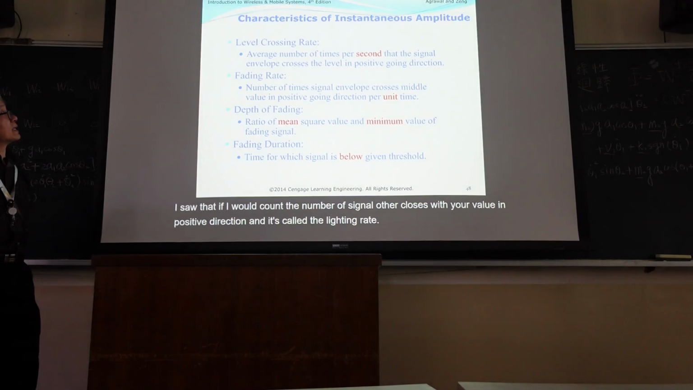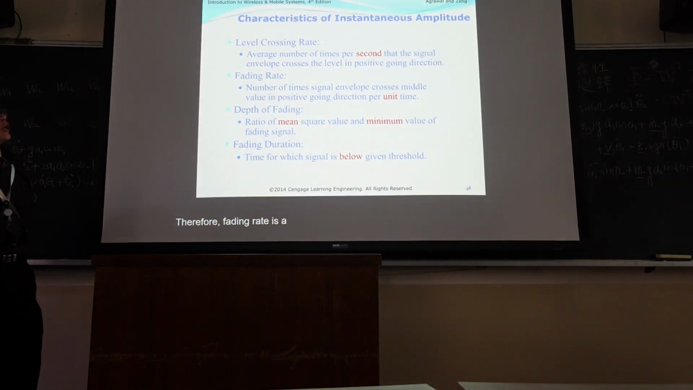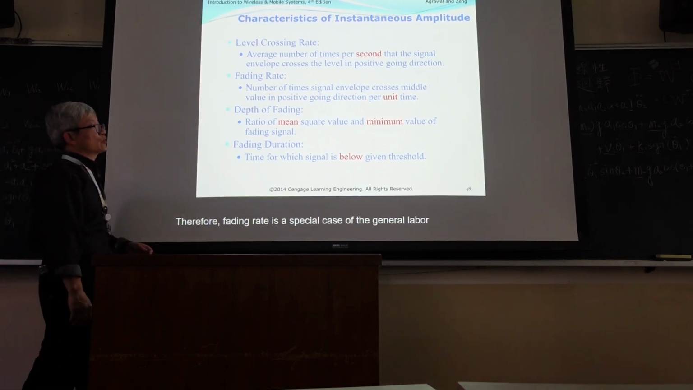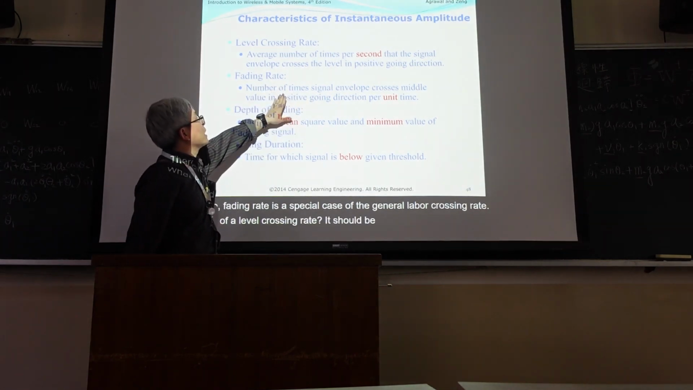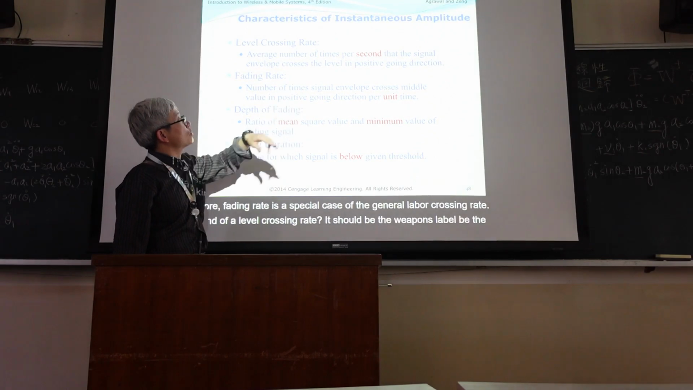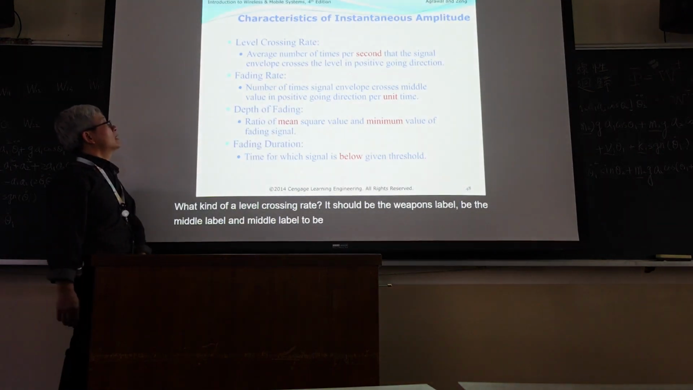Therefore, fading rate is a special case of the general level crossing rate. What kind of level crossing rate? The reference level should be the middle level, and the middle level is the level to be crossed, and then it's the fading rate.